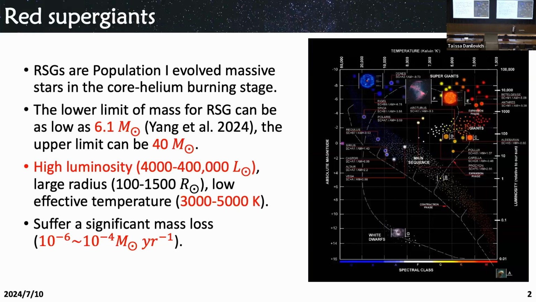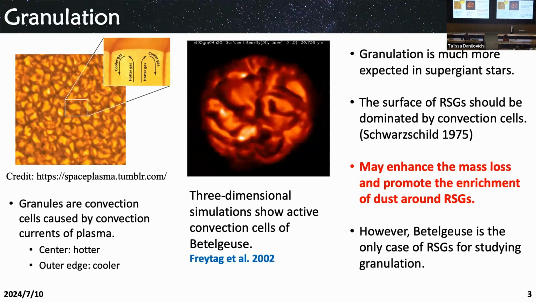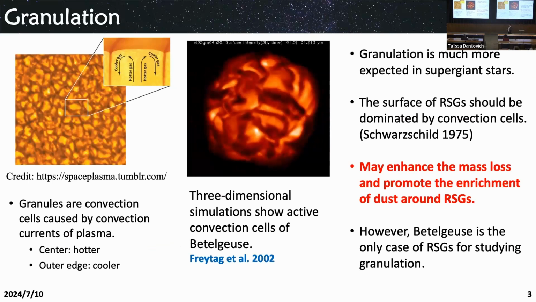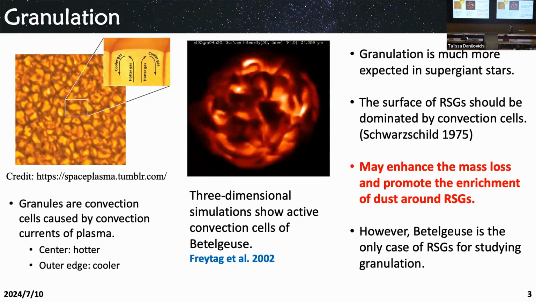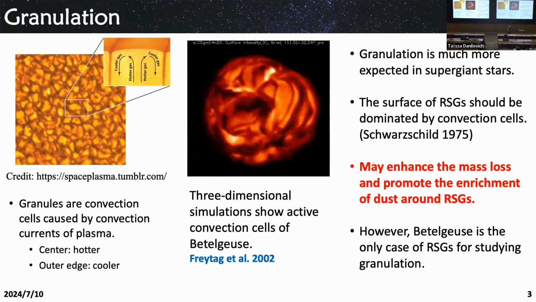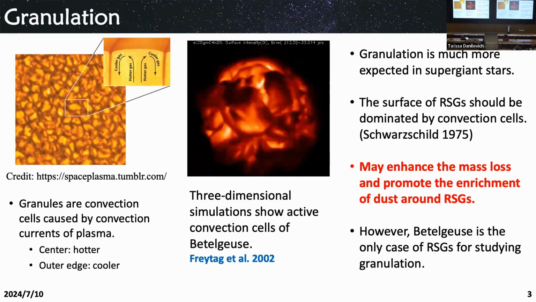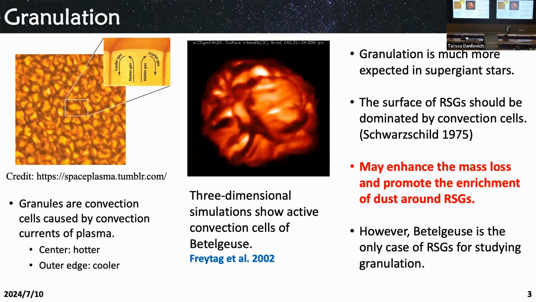They are almost the brightest and coolest stars in our universe, with significant mass loss of 10 to the minus 6 to 10 to the minus 4 solar masses per year. The granulation is basically the movement of convection cells near the stellar surface, with hot and bright in the middle and dark and cool at the edges. Because convection is much more prominent in supergiant stars, granulation is much more expected.